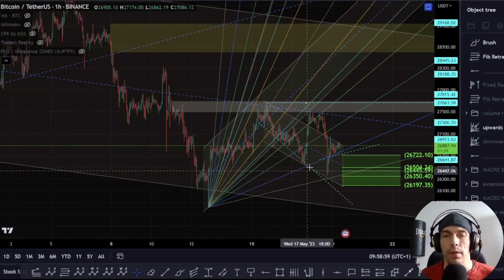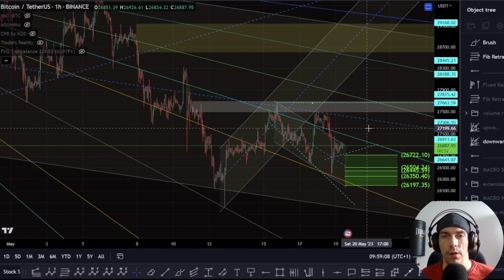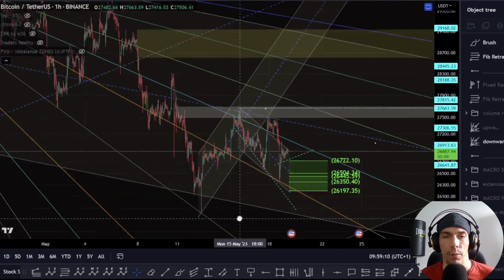Now, if we are looking at the possibility of a move to the upside, and we're looking for that possibility of that interaction between one of these lines, we need to also be aware we have this downward trending one from the top of this move.